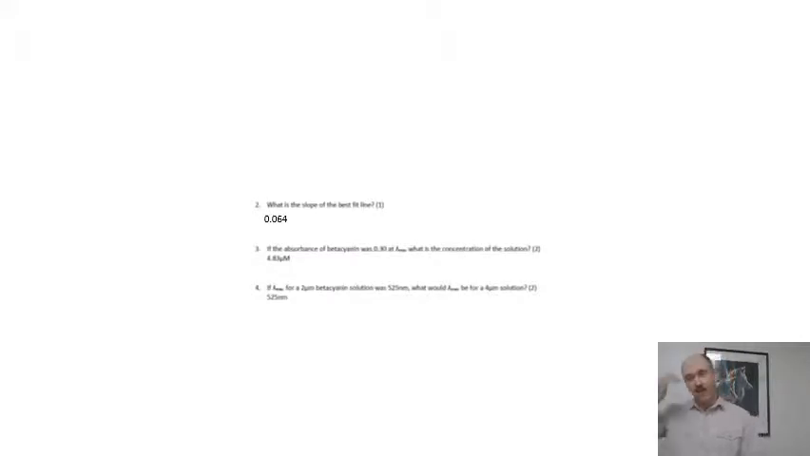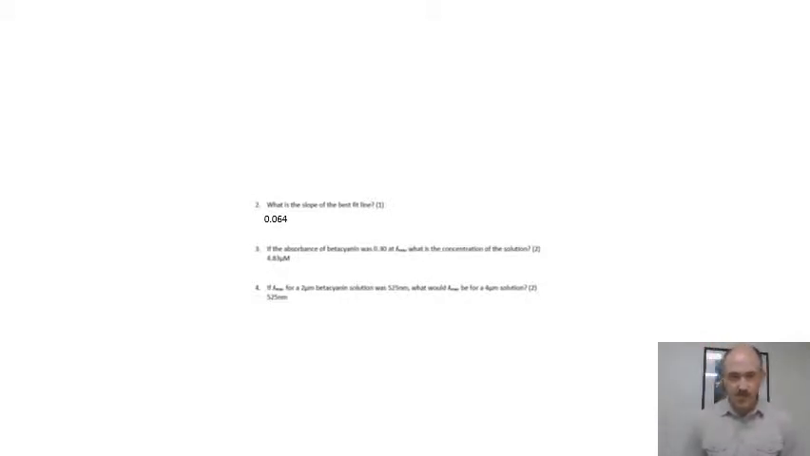All right, then on that same assignment, there were some questions. What is the slope of the best fit line? In this case, it was 0.064, and really you should have units on that as well, like 0.064 absorbance units per micromole or whatever, right? You should have some kind of unit on that. But I accepted just the numbers on this assignment.